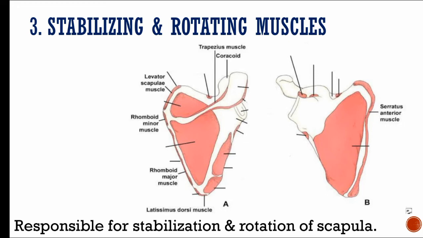Now, we are moving on to trapezius muscle, which is located on the upper lip of the spine. Then levator scapulae muscle on the top. Then rhomboid minor and rhomboid major muscles located on the medial border of the scapula. Then latissimus dorsi muscle at the inferior angle. Last muscle is serratus anterior muscle, which is located on the lateral border on the costal surface.